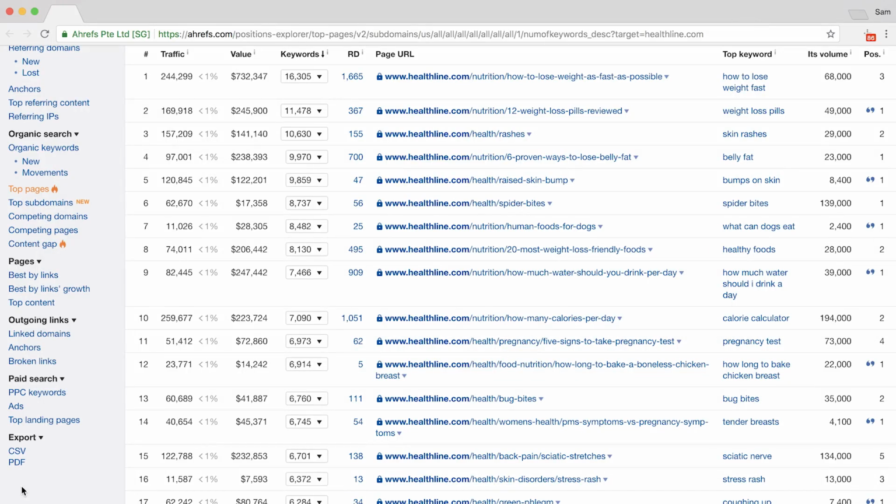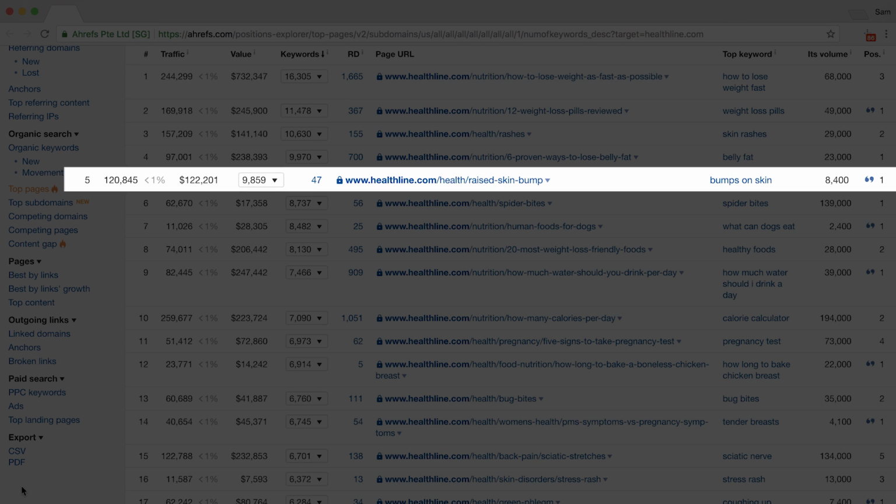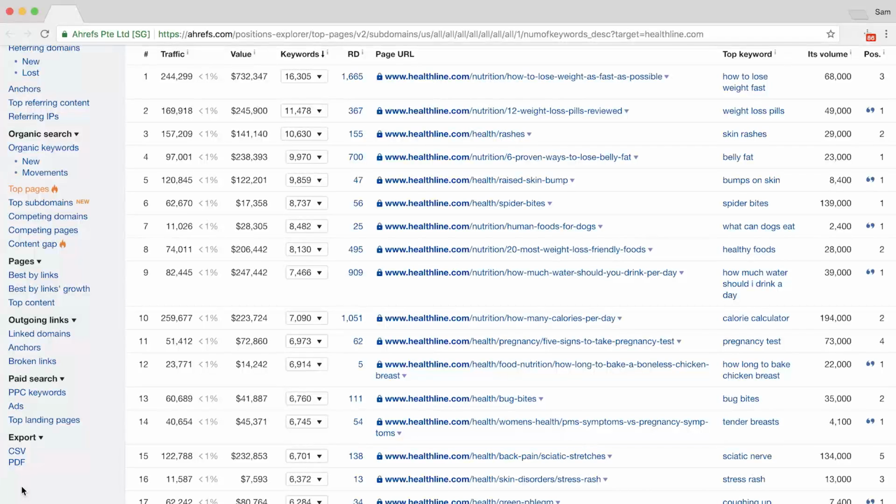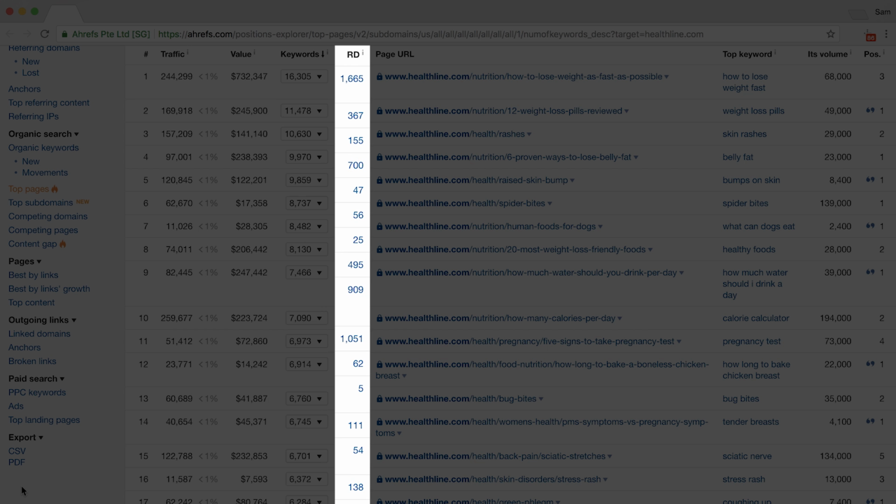And I actually have to point out this one with a top keyword, bumps on skin, that has a search volume of 8,400, but the page gets over 100,000 search visitors each month. That's bananas. Now it's important to note that you should also look at the number of referring domains that the page has. And this should be a good indication of how many links you'll need in order to get similar rankings and be competitive in search.